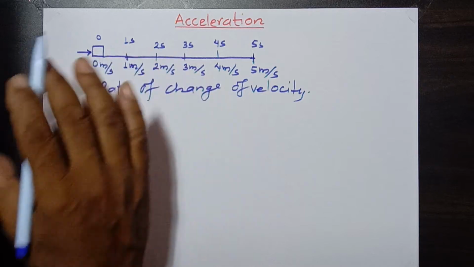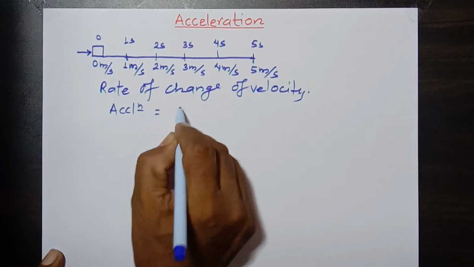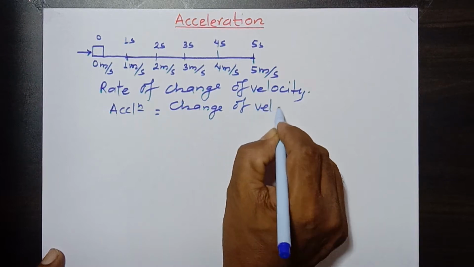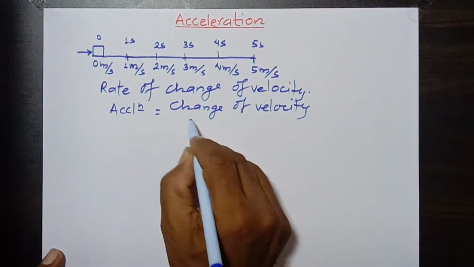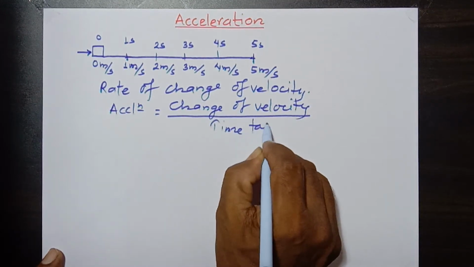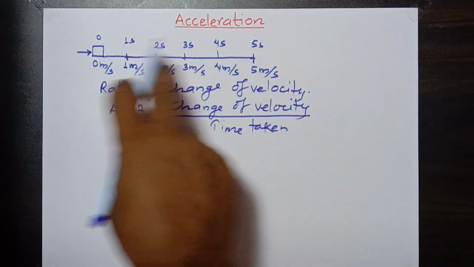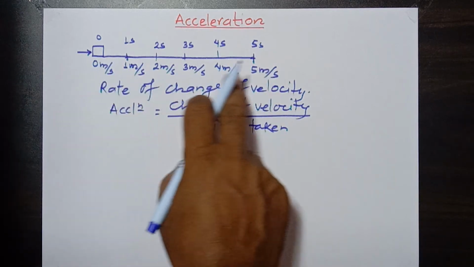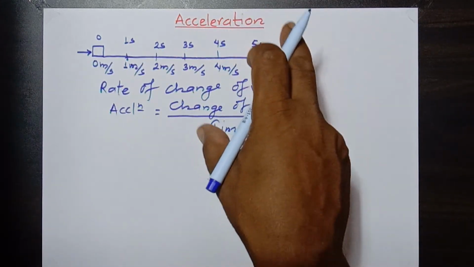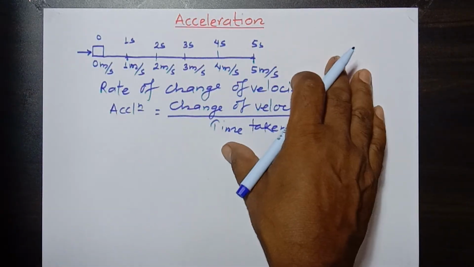That's why, how can we represent acceleration? Shortly this way: change of velocity divided by time taken. What does it mean? Let's say a body moves from this position to this position. Now there is a lot of change. In every second there is change. Now, how much is the change of velocity from this point to this point? If this change of velocity is divided by the time taken to gain that much change, then we will get acceleration.